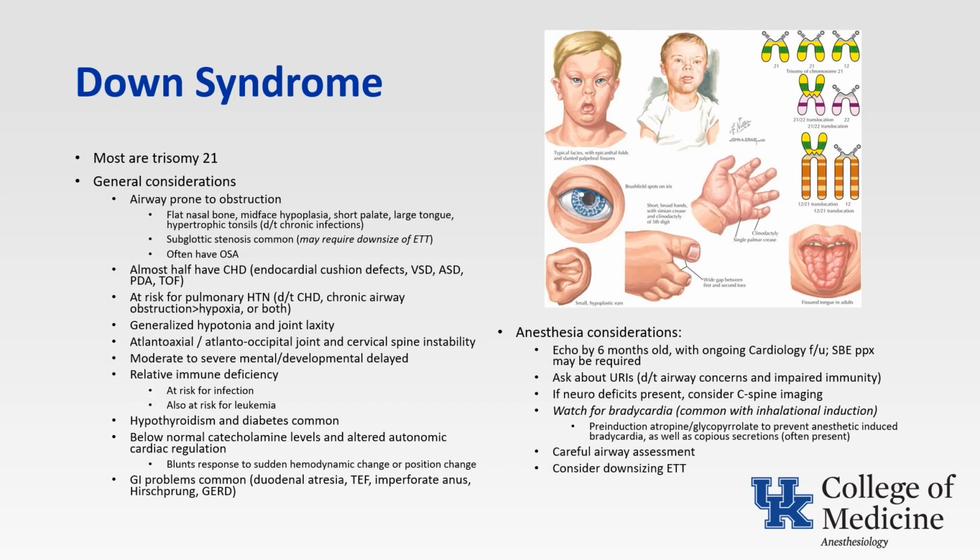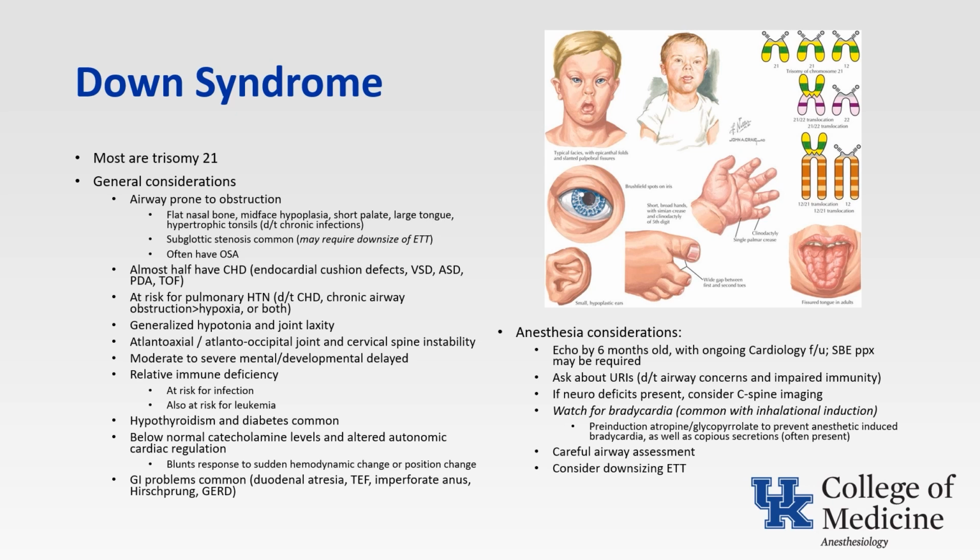Our next keyword is Down syndrome. The majority of these Down syndrome patients are a result of trisomy 21. They have quite a few considerations. Some of the general considerations involve airway, which is prone to obstruction due to facial anatomy, large tongue, hypertrophic tonsils. They are prone to having subglottic stenosis, and many of them have obstructive sleep apnea. Almost 50% of Down syndrome patients have a coexisting congenital heart defect, such as endocardial cushion defect, VSD, ASD.